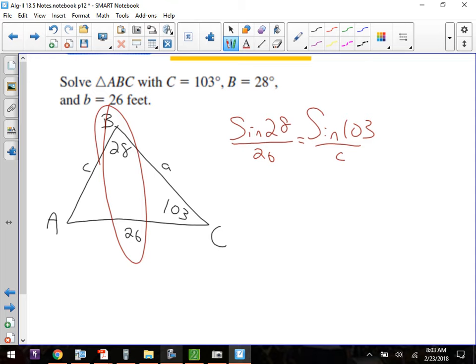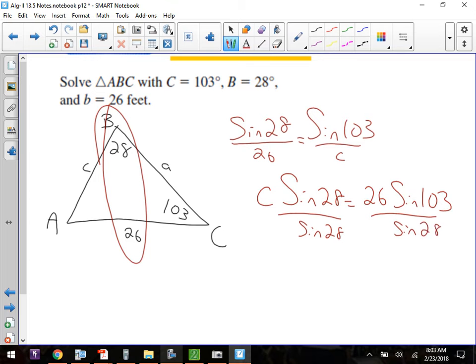Now, when you have fraction equal fraction, that usually means you're going to have a lot of cross multiplying. Are you okay with that? So if I move this around, I'm going to get c times the sine of 28 is 26 sine of 103, and then I divide by the sine of 28. So I know that c will equal 26 sine 103 over sine 28. And I leave my answer like that for right now until I press my buttons.